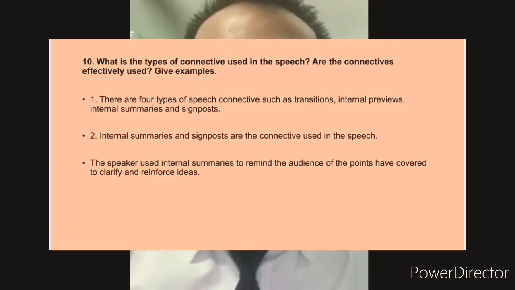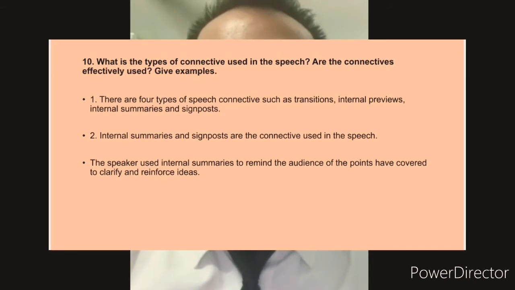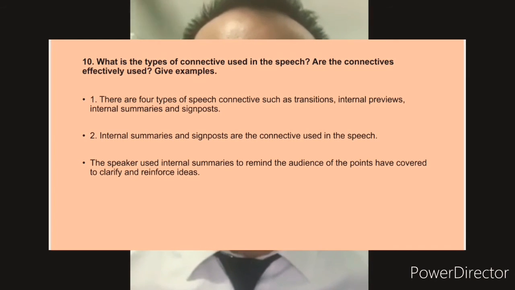And then question 10. What are the types of collectives used in the speech? Are the collectives effectively used? Give examples. There are four types of speech collectives, such as transitions, internal previews, internal summaries, and signposts. Internal summaries and signposts are the collectives used in the speech.